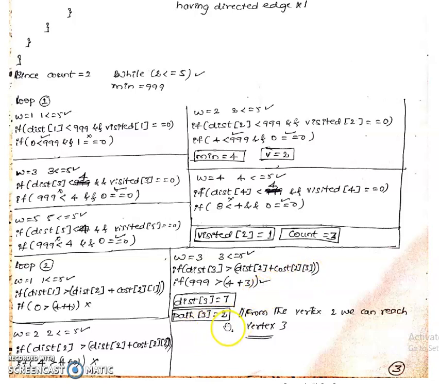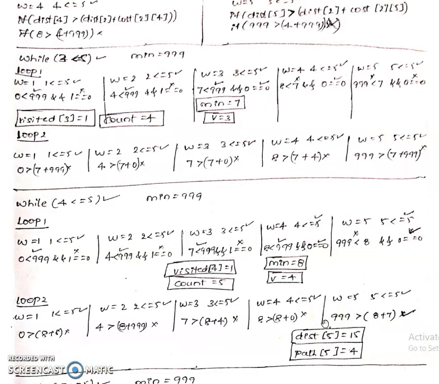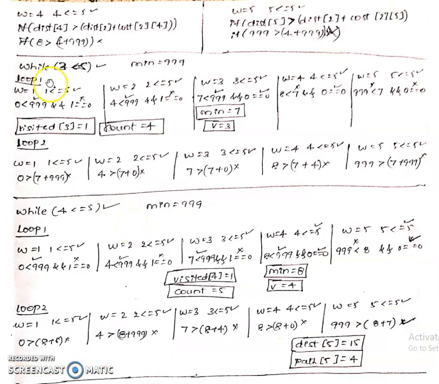So now path is equal to 2. From vertex 2 you can reach 3. From 1 you can reach 3 via vertex 2, in between. That is why we have written the path from vertex 1 to vertex 3 as 2. Next, W is equal to 4, the same loop is going to run. 4 less than or equal to 5, condition is true. If distance of 4, 8, is greater than 4 plus 999, false. W is equal to 5. This is how the loop is going to end.